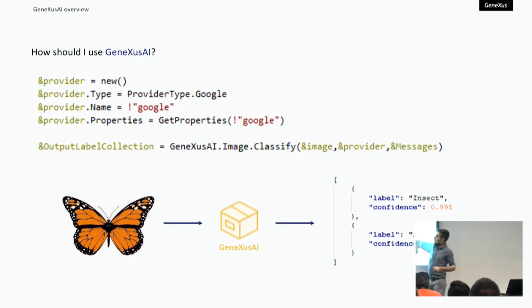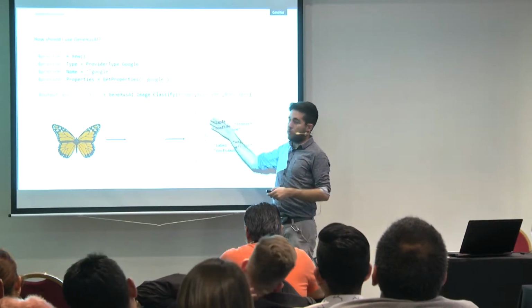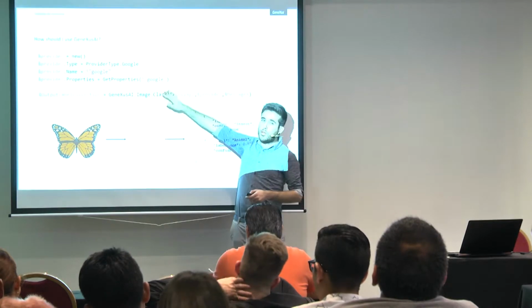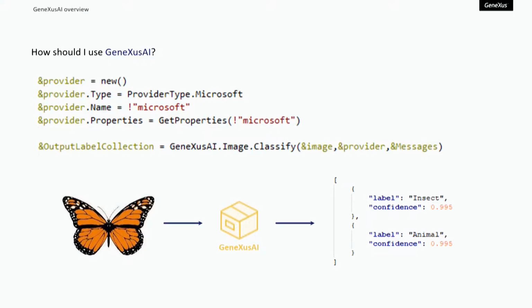If tomorrow you don't agree or you don't like what Google has given you as a result, then you simply have to change the configuration of the provider, and that's it. You won't change anything else. If we wanted to change to Microsoft, we would change those properties and the properties associated to that provider, and that'd be it.